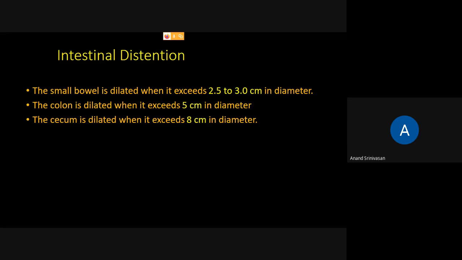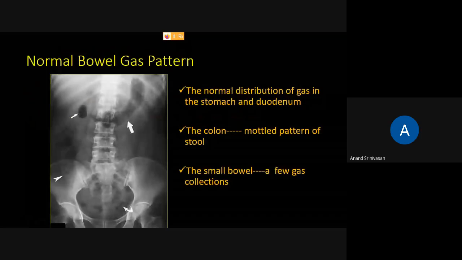Now, intestinal distension. Normally you can see the intestines; when it is abnormal, a small intestine dilated more than 3 centimeters means that there is some problem. A colon dilated more than 3 centimeters, or a cecum dilated more than 8 centimeters, you need to think of intestinal obstruction.